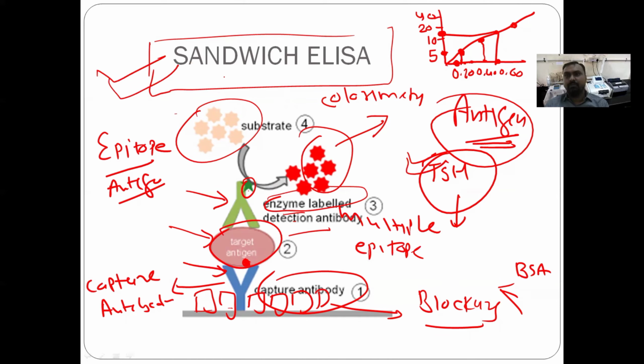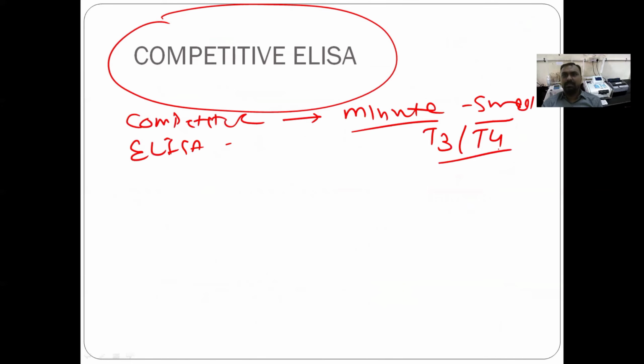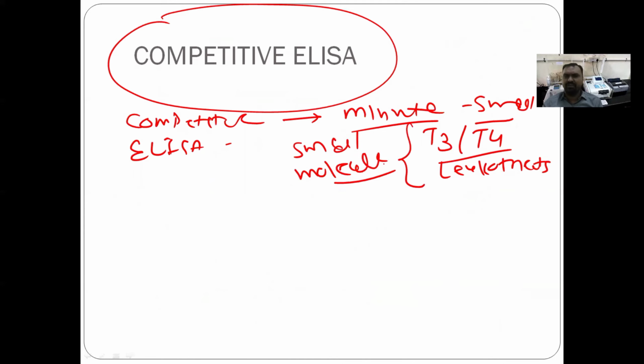But T3 and T4, which are made from the amino acid tyrosine, which is in very minor quantity, we cannot detect by the sandwich ELISA. So for that, we have another technique that is called competitive ELISA. Competitive, this is the fourth technique. It is for the measurement of analytes which are very small, like thyroid T3, T4, or leukotrienes. These are very small molecules. You can guess, T3 and T4 are made from the tyrosine amino acid, so it must be very small.